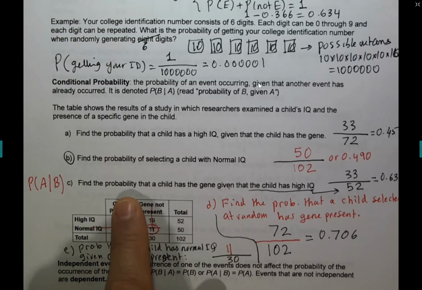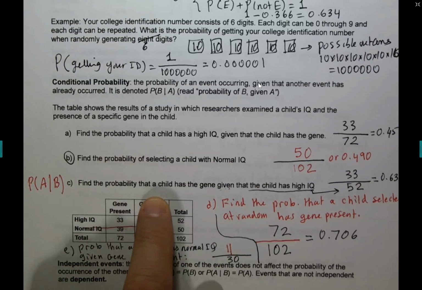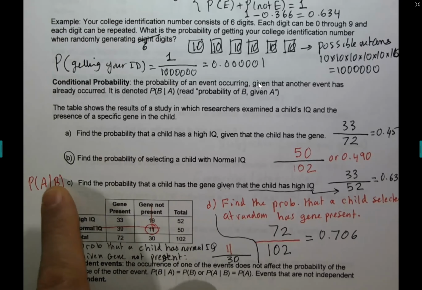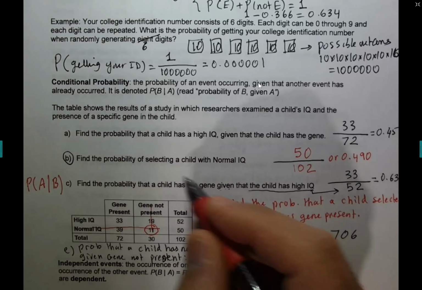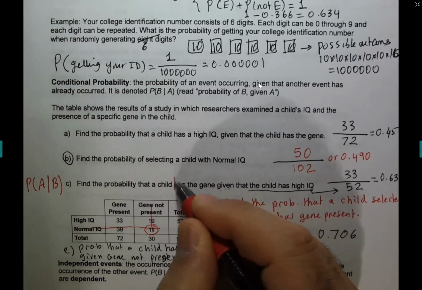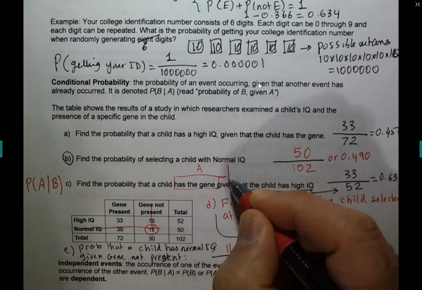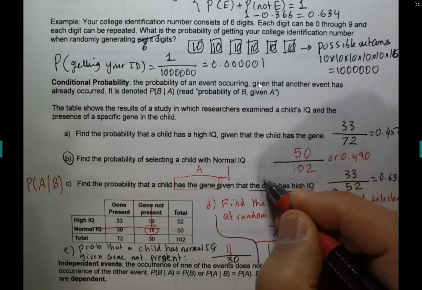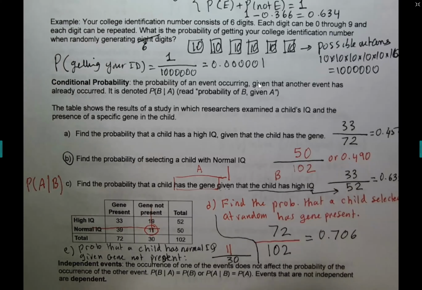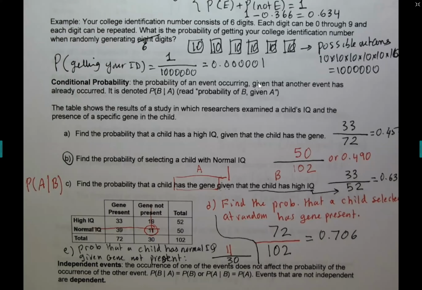If I go to C, what is the probability that the child has a gene? That's A, has a gene, that's A. Given, this is the vertical line, the child has a high IQ, that's B. So there's always two events happening when you do conditional probability.